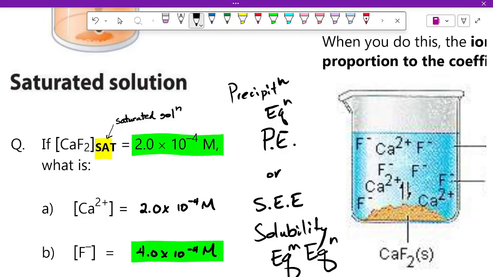Which one? Probably, we probably want to find KSP. Also, we're not talking about precipitating anything. Remember, a precipitation occurs when you mix two things. Did we mix two things? Did we mix two different chemicals? No, we just put the one substance, the calcium fluoride, into the water.